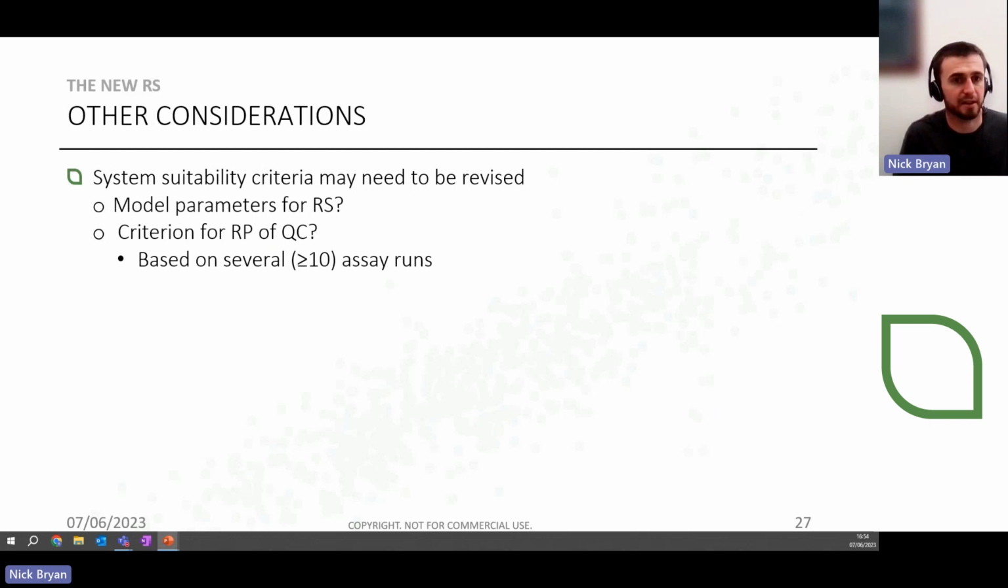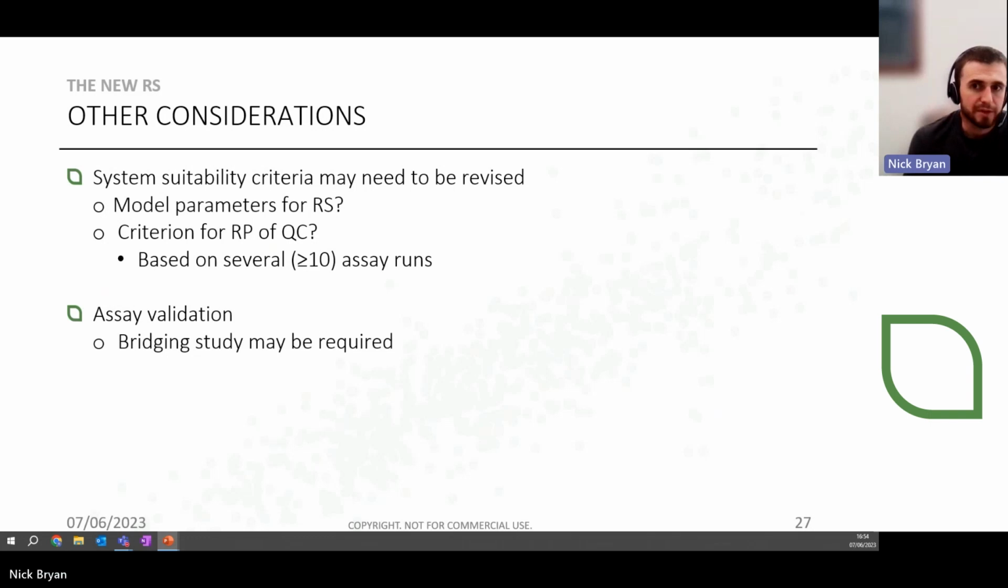So if we were going to reassess our system suitability criteria, we'd want to again have a certain number of runs with our new reference standard on our QC. We've suggested here more than 10 runs in order to make an assessment of what our new system suitability criteria should be. We also have to consider whether or not the assay needs validating, or if we can suffice with a bridging study between the two reference standards.